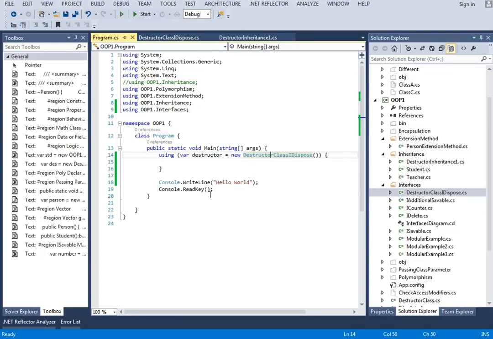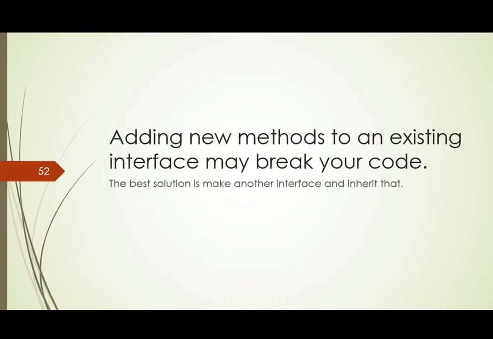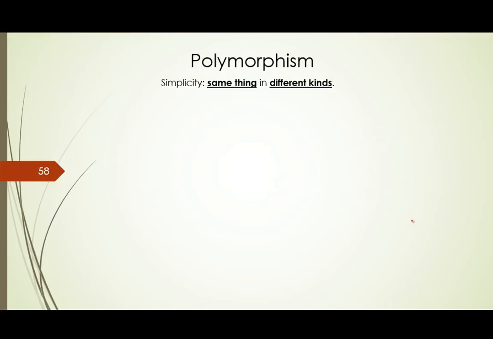So let's go to the slides again. So far we have seen that adding a new method can break our existing code, so we have to make another interface to make it more modular. That's a very important point. Now we're at the fifth step of object-oriented programming, which is polymorphism. There are various definitions of polymorphism, and many websites define it differently. I simplified it this way.